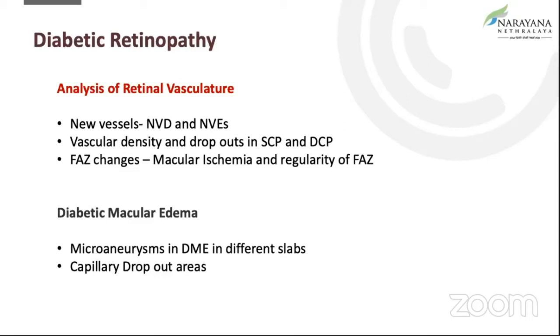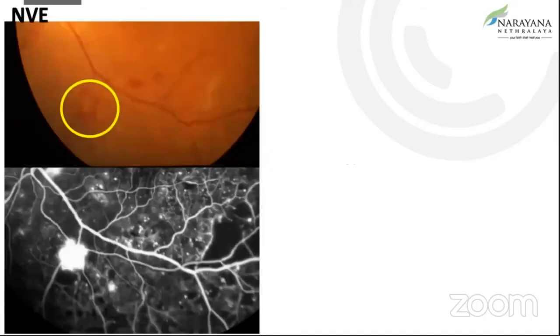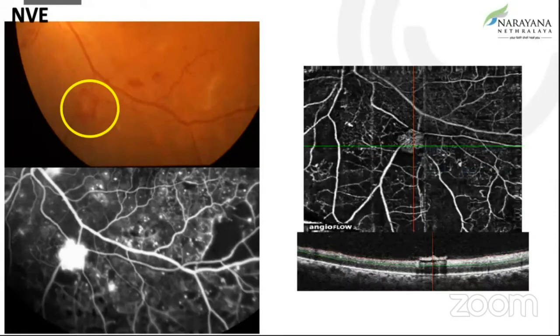With respect to macular edema, we're able to see microaneurysms and capillary dropout areas very well. I'll show you in some images. This is a patient who has an NVE, as you can see here on the fundus image, and the angiography is showing extensive leakage. But on the OCTA, we're able to describe the membrane.